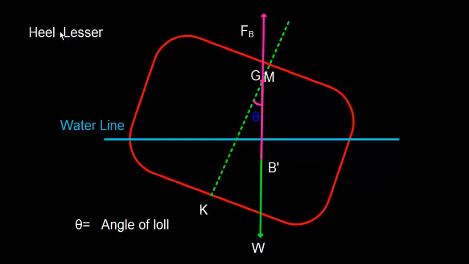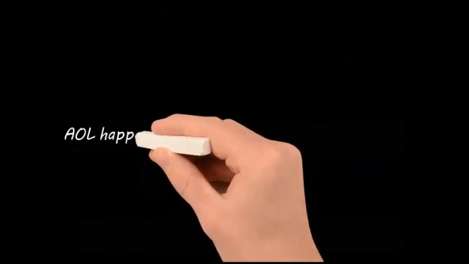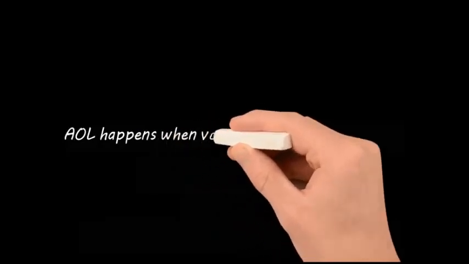Similarly, if the vessel heels lesser, what happens? That means the center of buoyancy will shift towards the lesser side. So the force of buoyancy will act from this direction. So this will have the tendency to capsize the ship. We can say that the vessel oscillates about the angle of roll. Angle of roll happens when the vessel is in unstable condition.